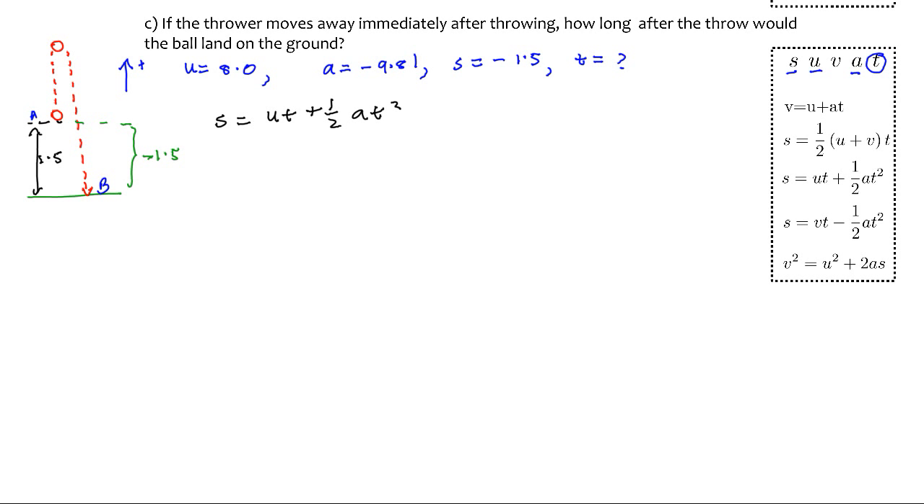So this time minus 1.5 is equal to 8t plus, I have to put the factor of half, ut plus half at squared, so I have to put that factor of half in here, plus half times minus 9.81 times t squared.